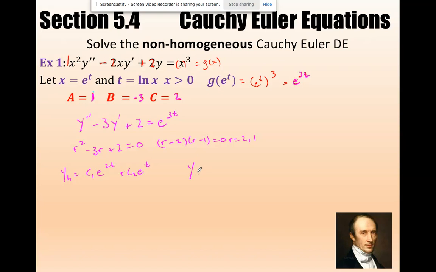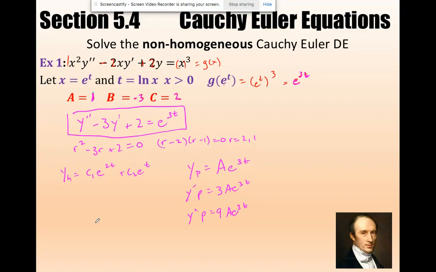Now we're going to use our method of undetermined coefficients to get our particular solution. Our particular solution is of the form a e to the 3t. Find its derivative. Second derivative. Substitute in to purple. You're in purple t land. 9a e to the 3t minus 3. Whoops, it's supposed to be a y, isn't it?